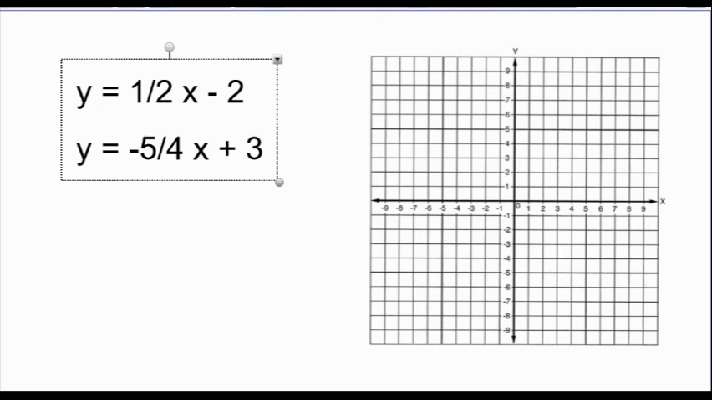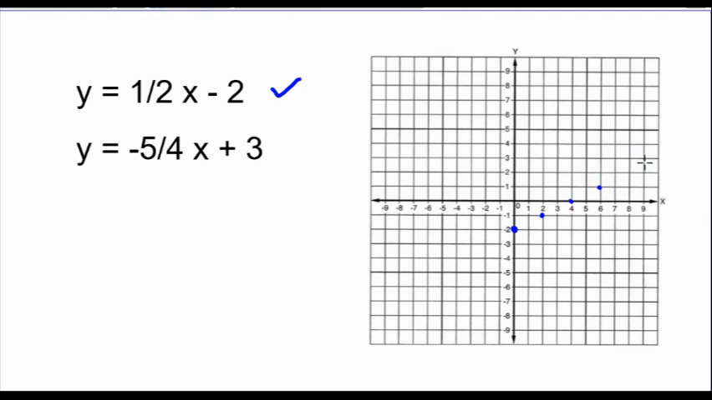Okay, so here we have a couple that are written in slope-intercept form. So the first one, I'm going to start at negative 2. So I'm doing this one right here. Negative 2, up 1 over 2, up 1 over 2, up 1 over 2 is my slope. And so I'm going to draw my line. Oops, meant to make it longer. There we go.